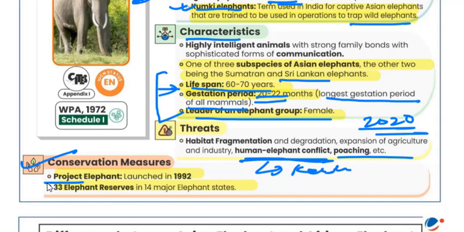First is Project Elephant. This was launched in 1992. Project Tiger 1973, Project Elephant 1992. 33 elephant reserves with 14 major elephant states.